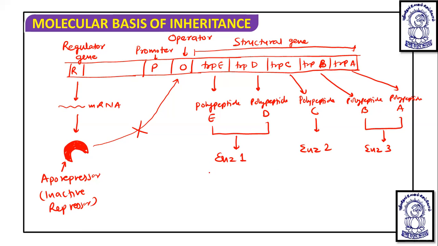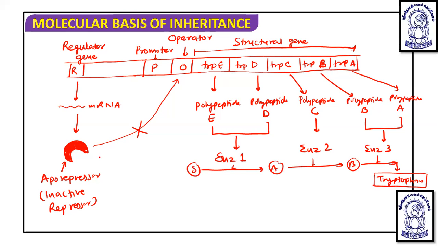Now enzyme 1 converts the substrate into A, then enzyme 2 will convert A into B, and enzyme 3 will convert B into tryptophan. So tryptophan is going to be synthesized. When the aporepressor is inactive and is not binding with the operator gene, the structural genes are getting expressed and are involved in the synthesis of tryptophan. So this is in the absence of active repressor, and it is a switch on condition.